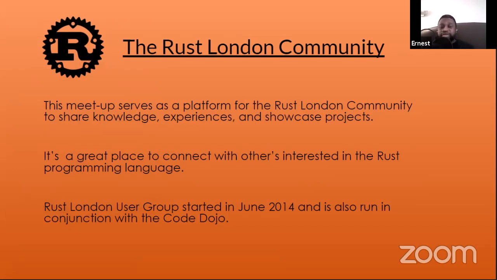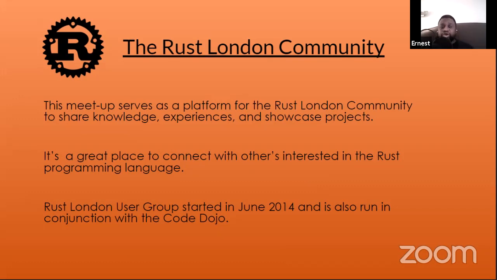We usually host this event at TrueLayer. TrueLayer is the home of the Rust London community. They are an amazing startup with a purpose-built space who allow us to host our events, and they take care of hosting the Code Dojo for us as well. The Rust London community has been running since June 2014.